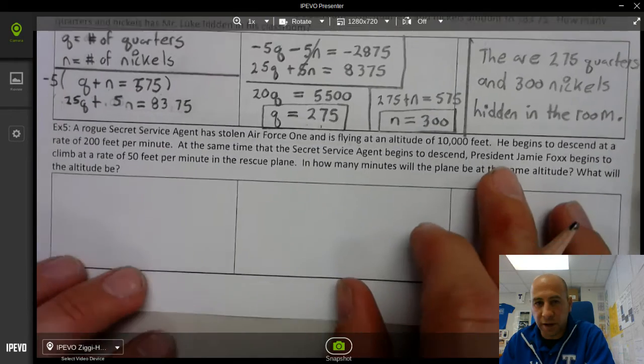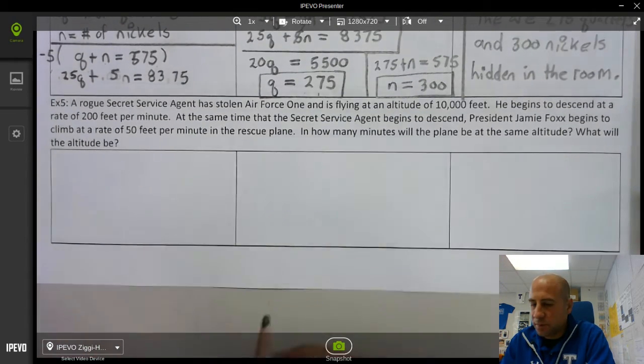All right, now let's look at example 5. A rogue Secret Service agent has stolen Air Force One and is flying at an altitude of 10,000 feet. He begins to descend at a rate of 200 feet per minute. At the same time that the Secret Service agent begins to descend, President Jamie Foxx begins to climb at a rate of 50 feet per minute in a rescue plane. In how many minutes will the plane be at the same altitude? What will the altitude be?